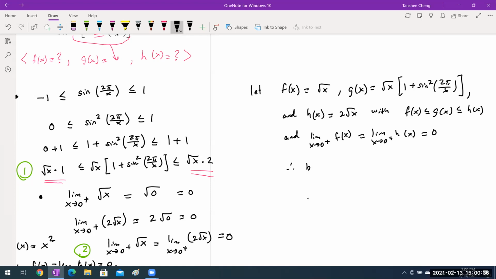Therefore, by the squeeze theorem, the limit as x approaches 0 from the right-hand side of square root of x times 1 plus sine squared of 2 pi over x is equal to 0. And that concludes this problem.